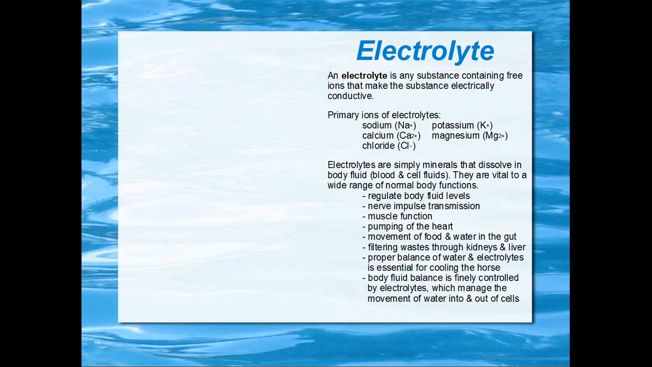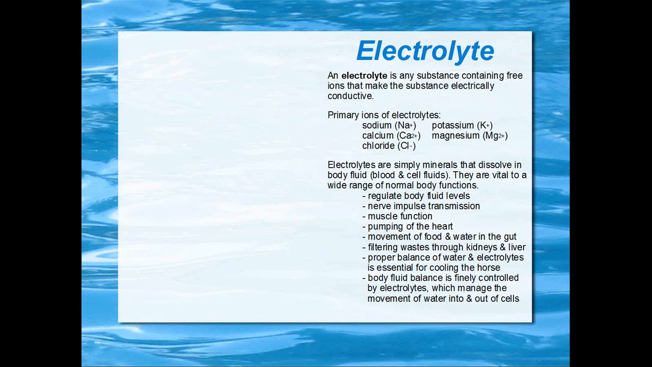Electrolytes are simply minerals, and they easily dissolve into a horse's body fluid, the most being the blood. They are vital to a wide range of body functions, and some of those listed here is to manage body fluid levels, nerve impulses, which help with muscle function and pumping in the heart, movement of food and water through the digestive system, filtering waste through the kidneys and the liver.